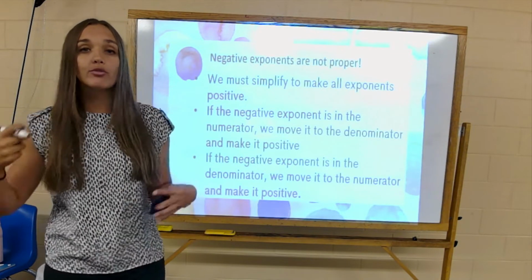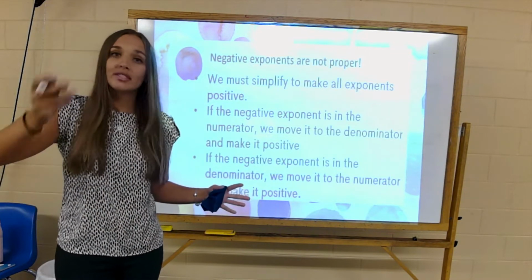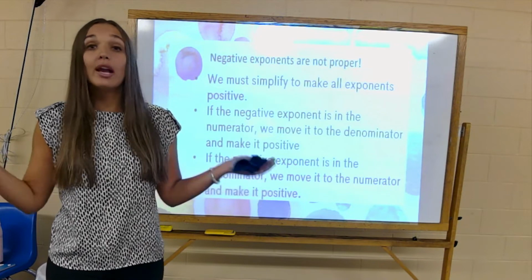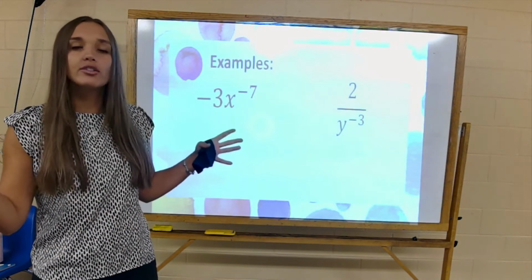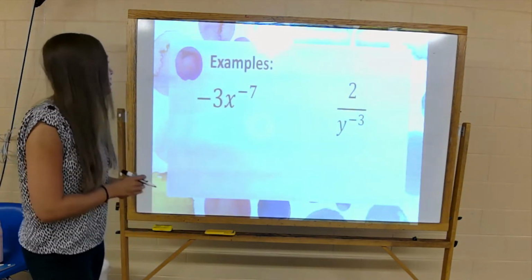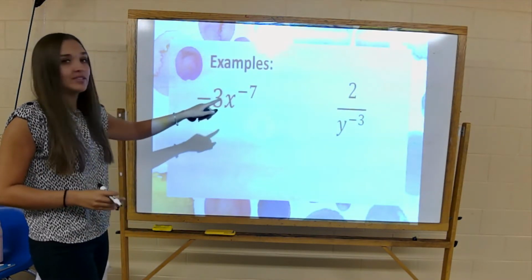So we're going to apply those rules to more straightforward problems and then step it up and continue using our exponent rules we've seen prior. So let's look at these examples so we can fully understand what we're working with here. So we have a negative 3x to the negative 7th.